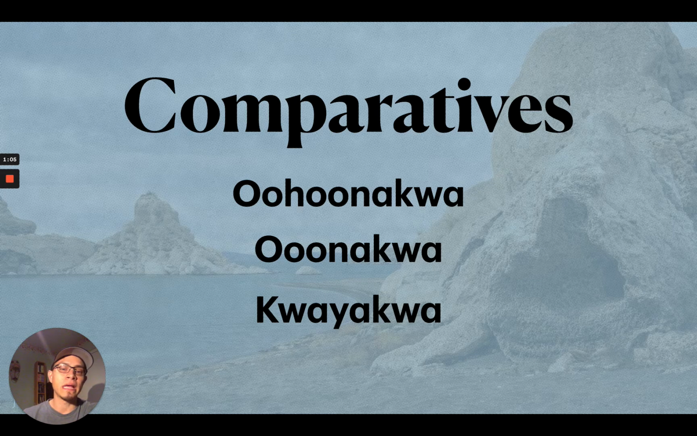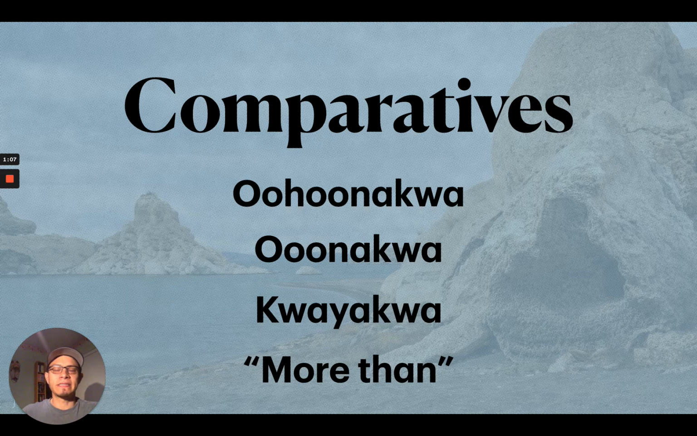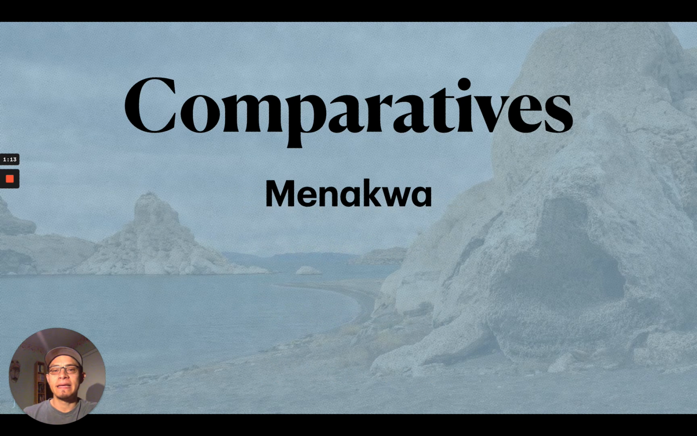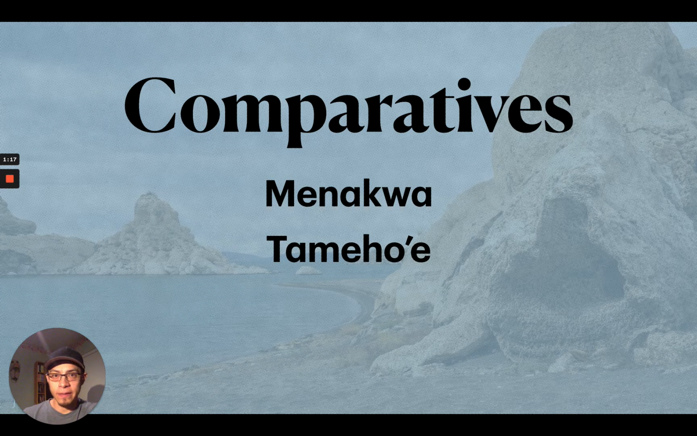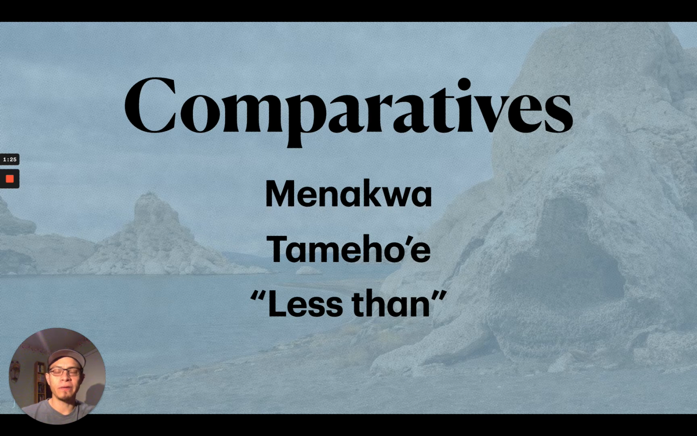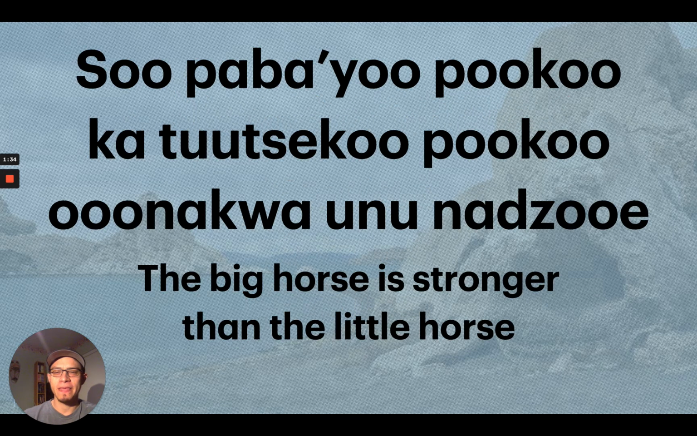Another one that can be used, and I'll see one example of this way toward the end of the video, is guayakwa. And each of these have the sense of more than. And that will make sense as we progress. Two others that we will look at is minakwa and tamihoi, both of which have the sense of less than. I only have like a couple examples of these way toward the end. So we will be focusing on the first ones I showed, uhunakwa or unakwa. So let's get right into the examples.